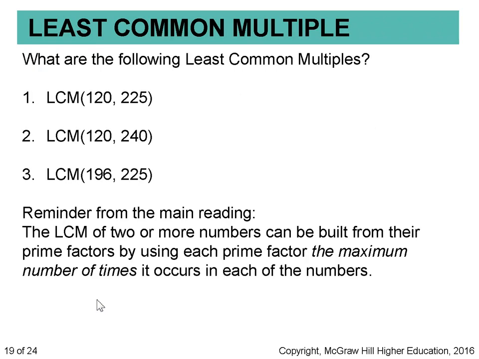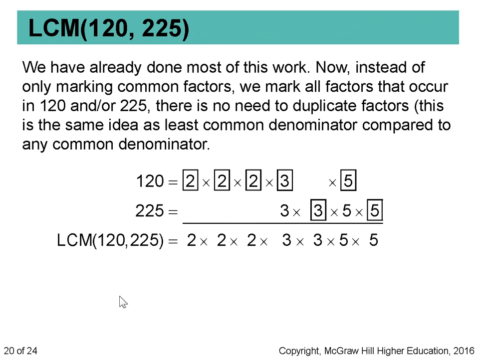Let's look at least common multiples. And remember from our main reading, the least common multiple of two or more numbers can be built by using the maximum number of prime factors in each of the numbers. Let's look at 120 and 225. We've already done most of this work, and we are just going to use our lineup method again. When I write out 120 and 225, now I mark each factor.